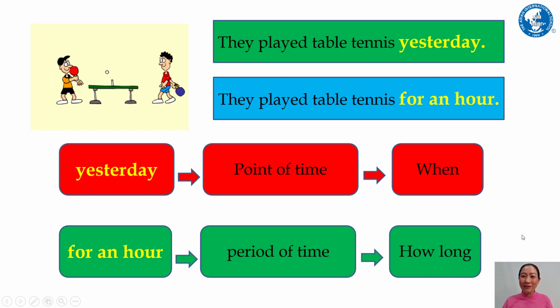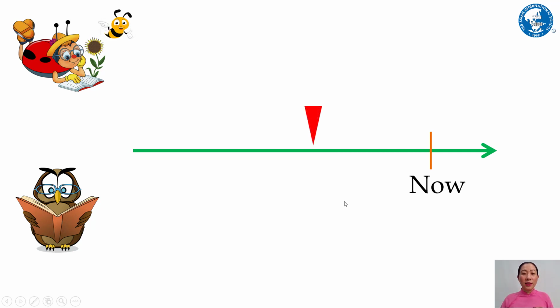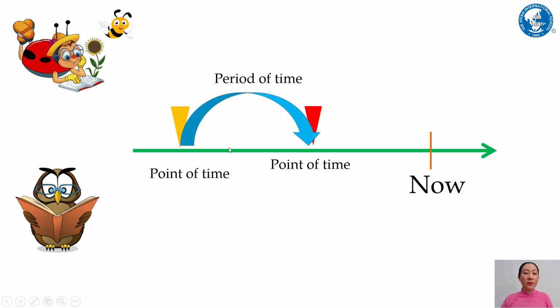Is it easy to understand? So what is a point of time and what is a period of time? Look at the timeline. Here is now. And this is the first point of time. And here is the second point of time. From one point of time to another point of time is called a period of time. Do you understand?